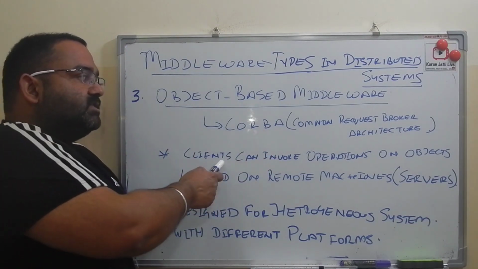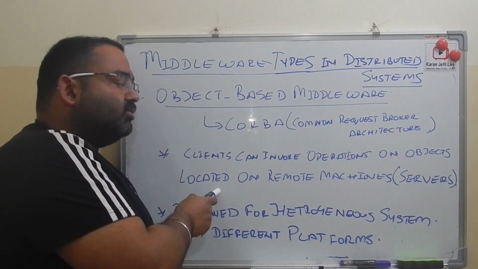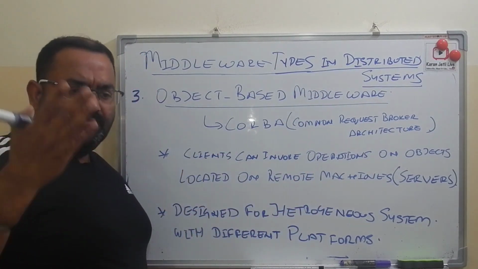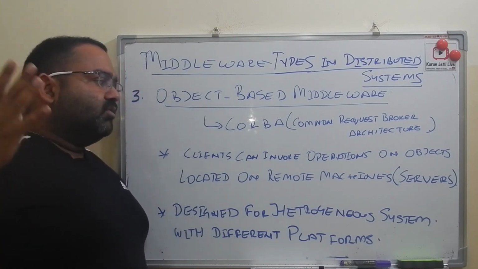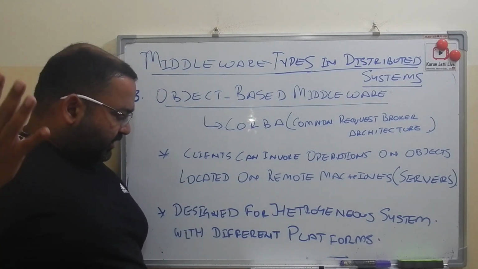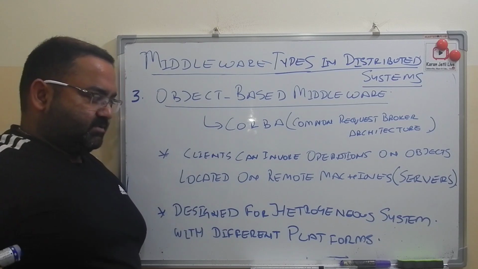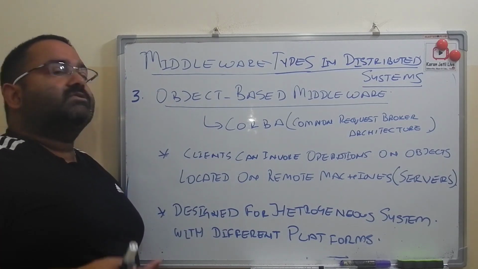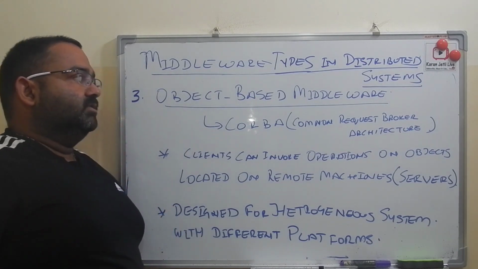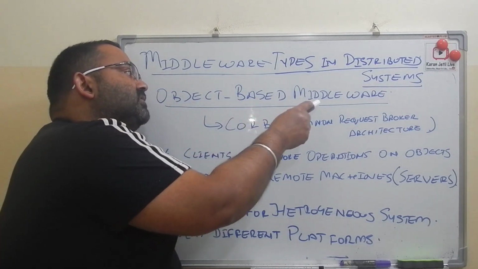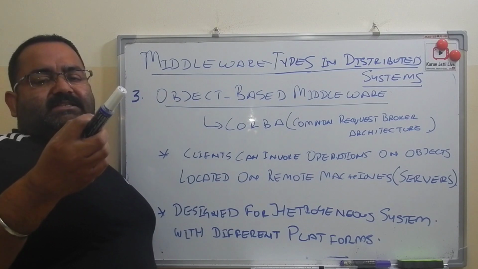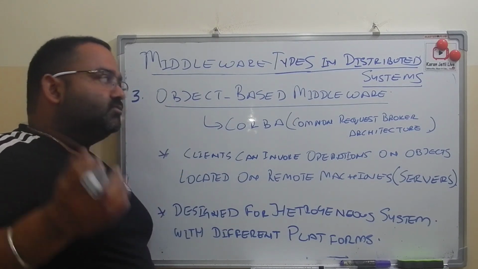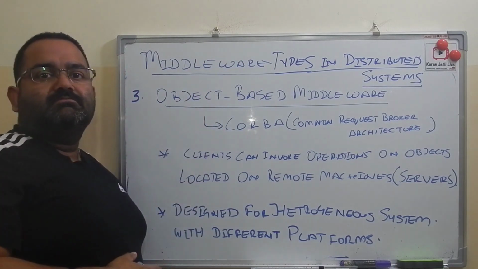Here the clients can invoke operations on the objects located on remote machines, which we also call servers. As I told you, it was designed for heterogeneous systems, which run on different platforms. So this is the third type of middleware, object based middleware, and these days this type of middleware is popular.